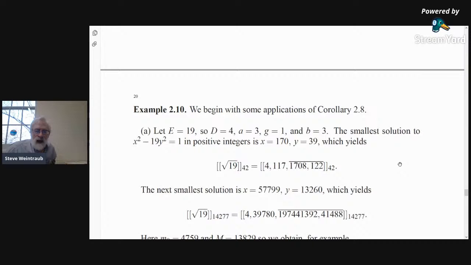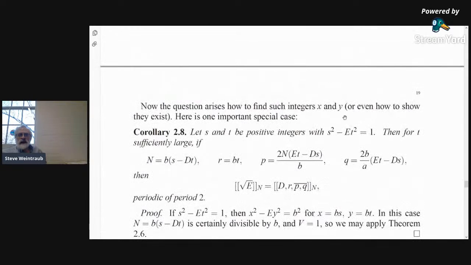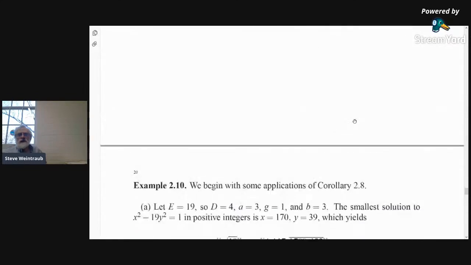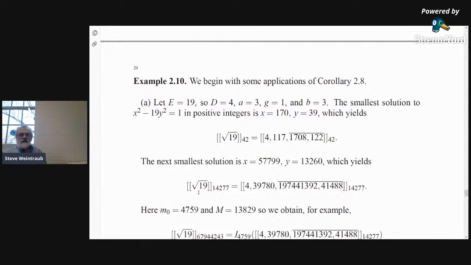Okay. That's the first solution we get from Pell's equation. Here's the next solution we get from Pell's equation. We can get 57799 for S, 13260 for T, and if you look at this formula in this corollary and you simply substitute, you get the best continued fraction expansion of the square root of 19 with this numerator 14277. Here it is with these rather large numbers, but that's the answer.